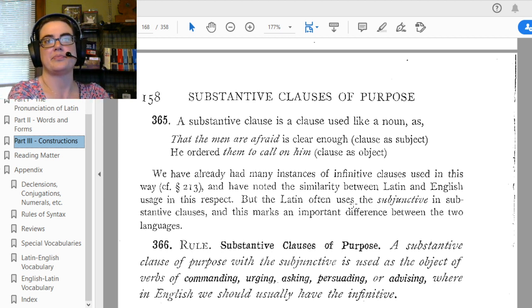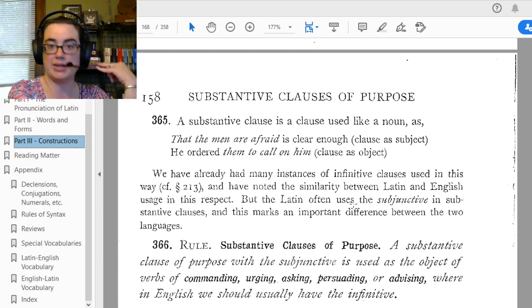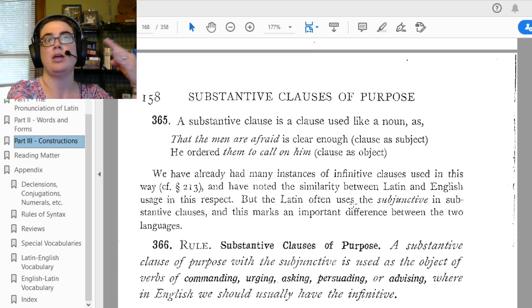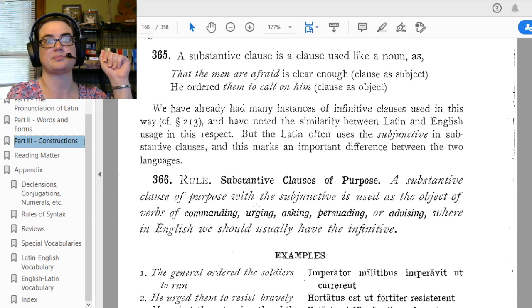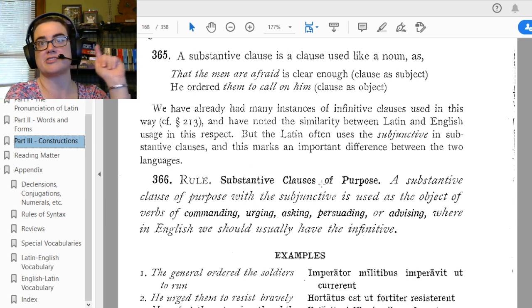All right. Now, that indirect statement is only for verbs of speaking, hearing, thinking. If you want to command someone indirectly, then you use a different verb. I mean, a verb construction. So the Latin often uses the subjunctive in substantive clauses, and this marks an important difference between the two languages. The rule: substantive clauses of purpose.